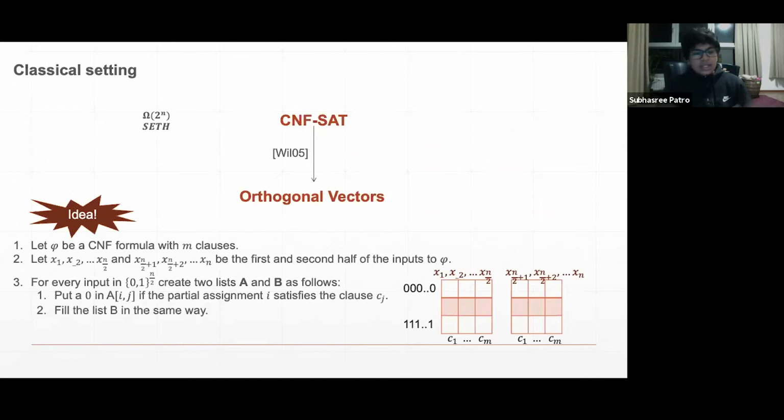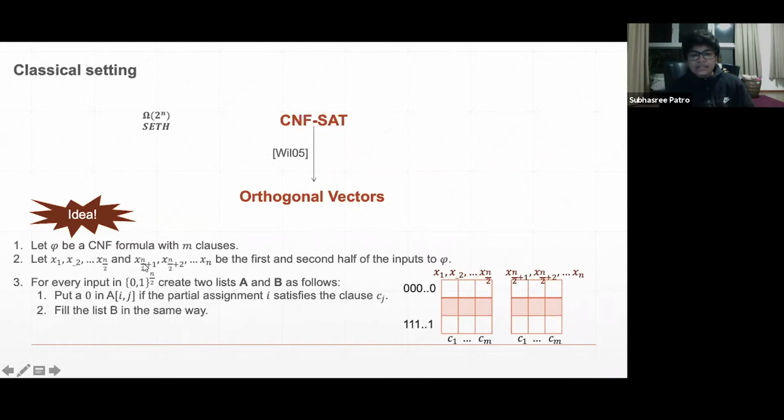Let me just quickly go through the reduction once. Now, remember, we are reducing CNF SAT to the orthogonal vectors problem. So we are taking an input of CNF SAT, say it was phi, which had m clauses, and we are going to make an input to orthogonal vectors. Okay, so what do we do? Now let x1, x2, up to xn by 2, the first half, be the first half of the inputs to the CNF formula.